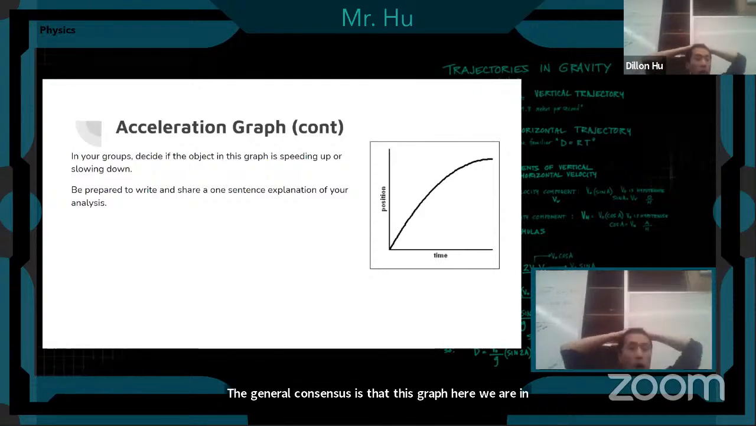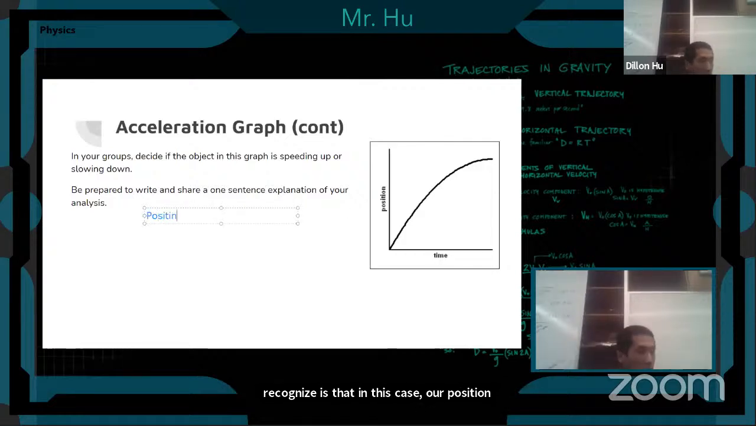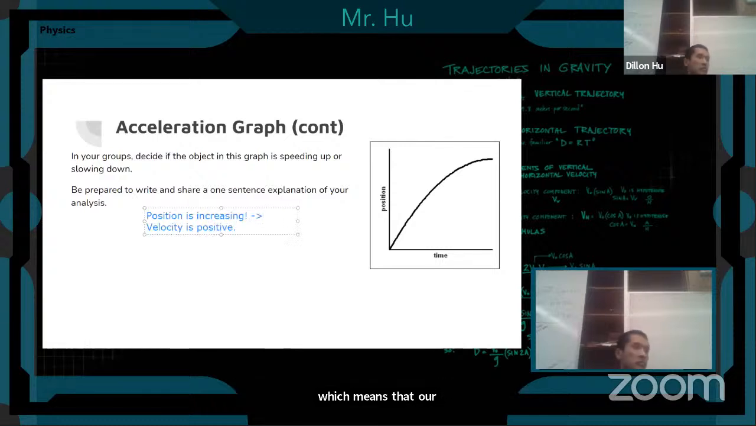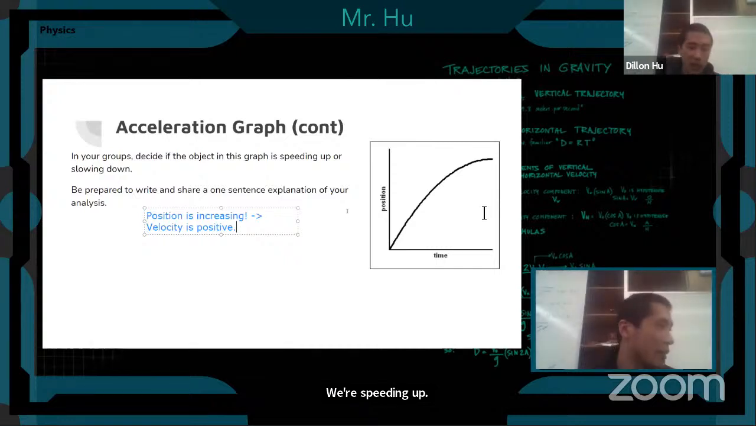So let's talk about why in this graph we are slowing down. The first thing we want to recognize is that in this case, our position is increasing, which means that our velocity is positive. For a lot of people, that might be like, okay, we're done. Because the velocity is positive, that means we're speeding up. However, that doesn't mean anything. It just means that our position is increasing.